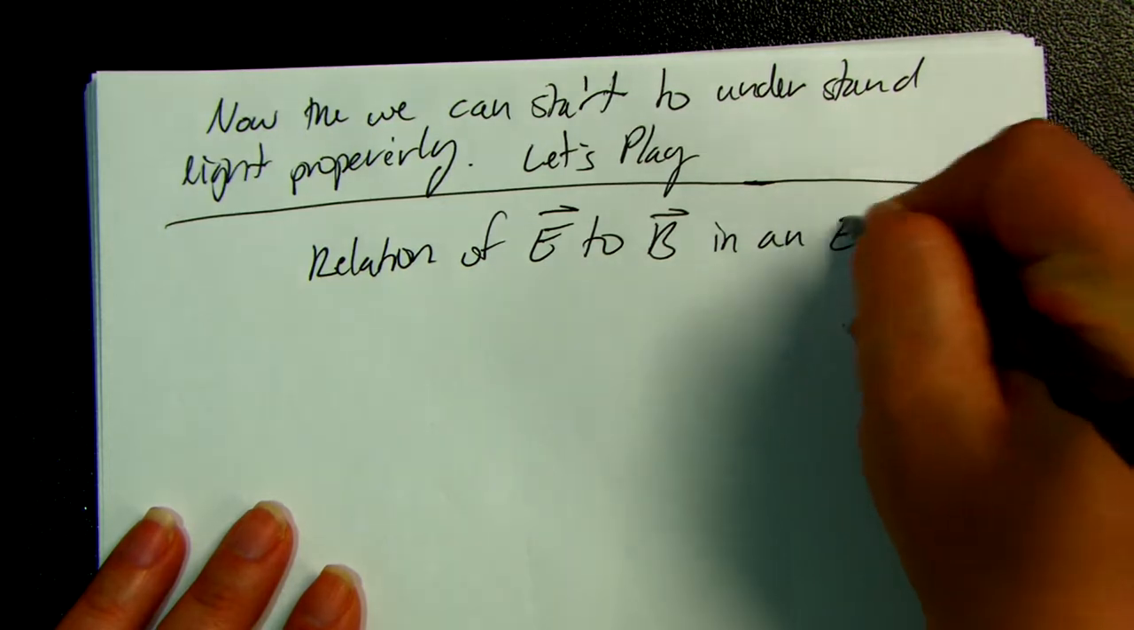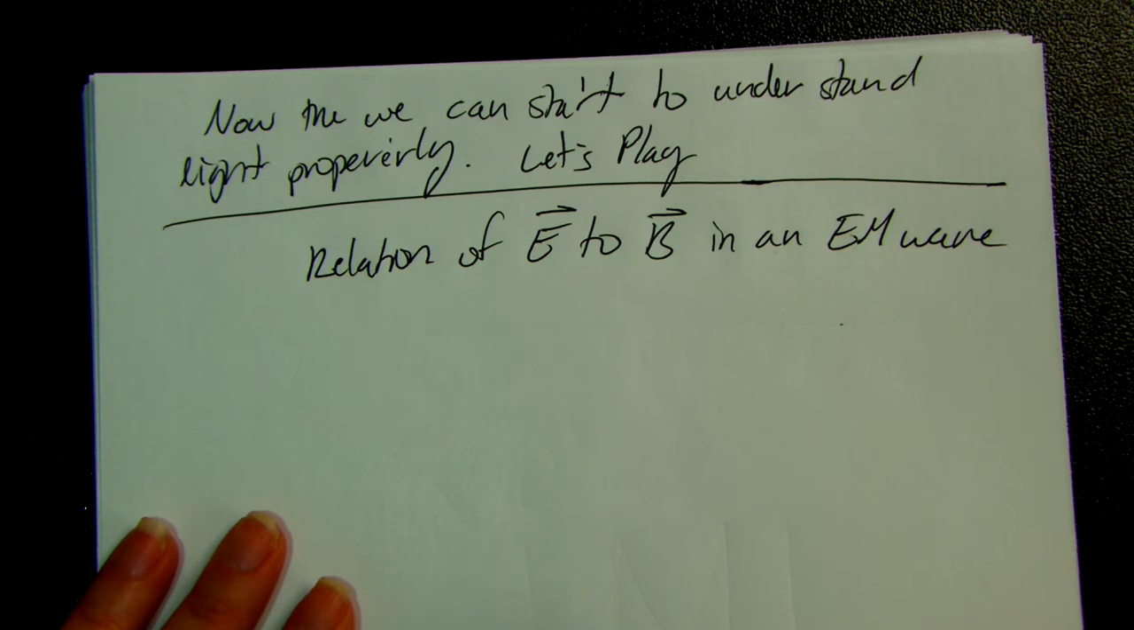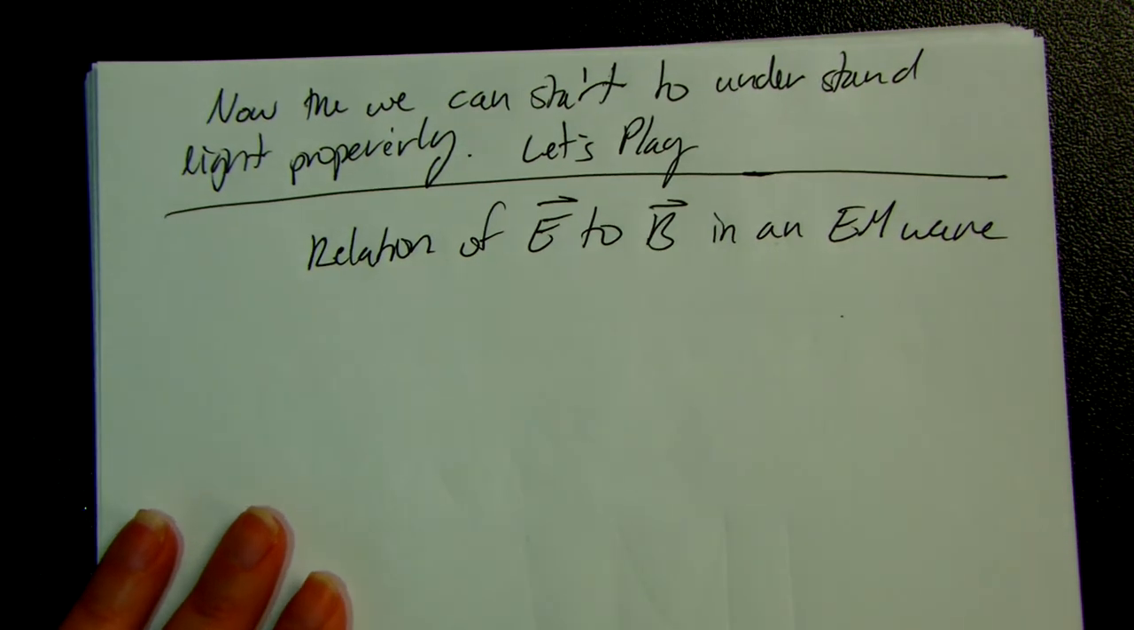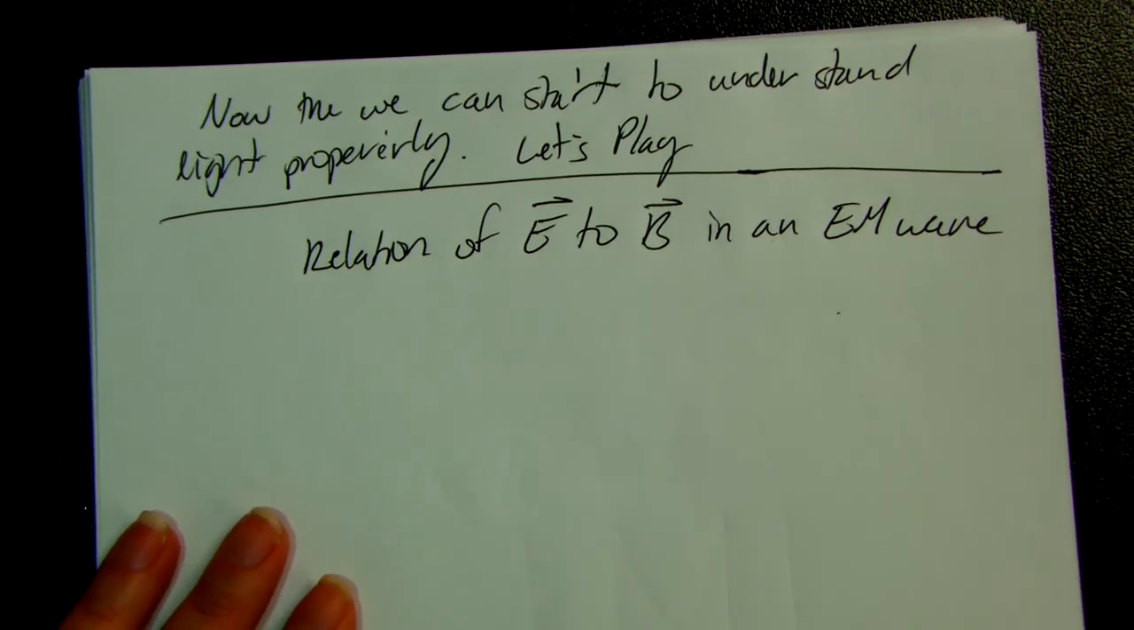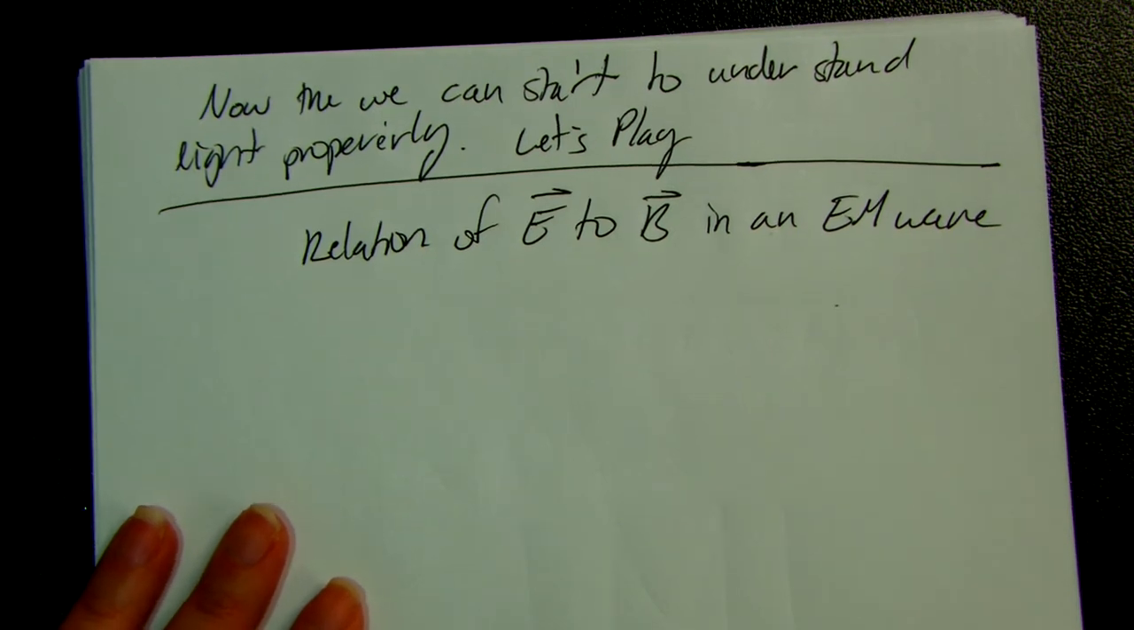All right, so let's look at the relation of the electric field to the magnetic field in an electromagnetic wave. EM stands for electromagnetism. Sometimes I'll talk about taking E and M. That's just electromagnetism. You take a whole class on it if you're a physics major.